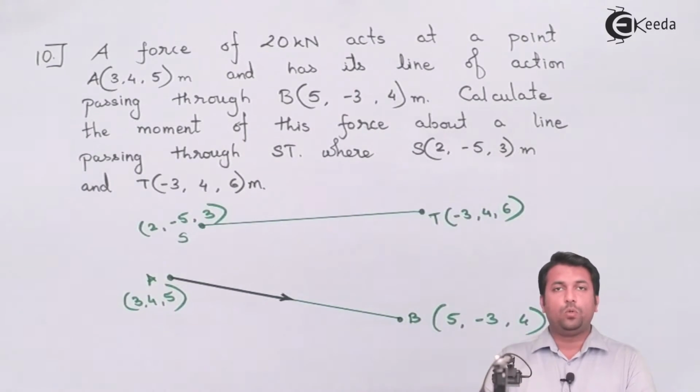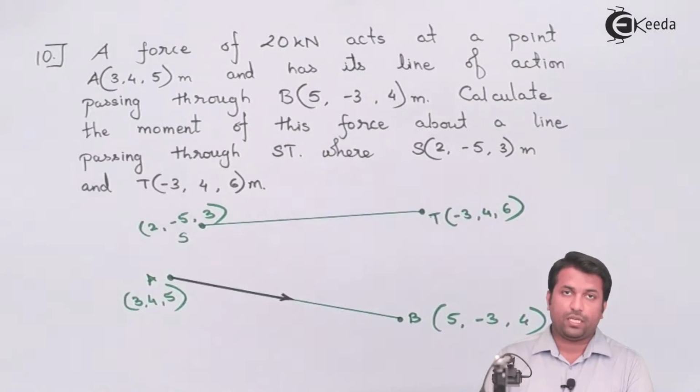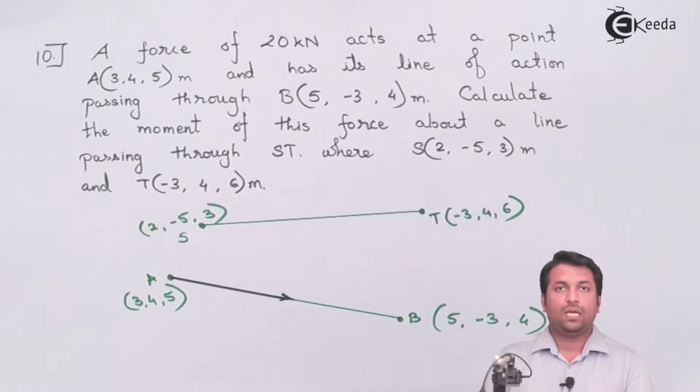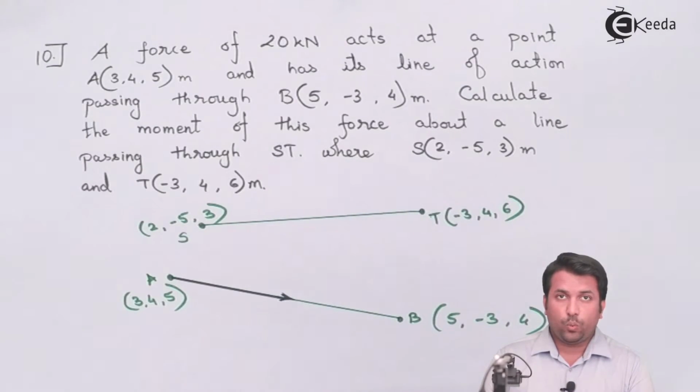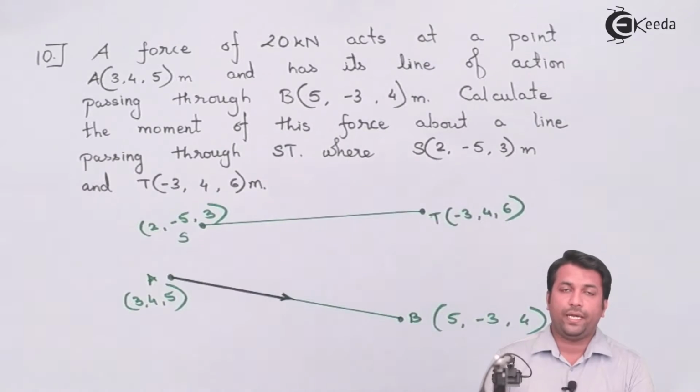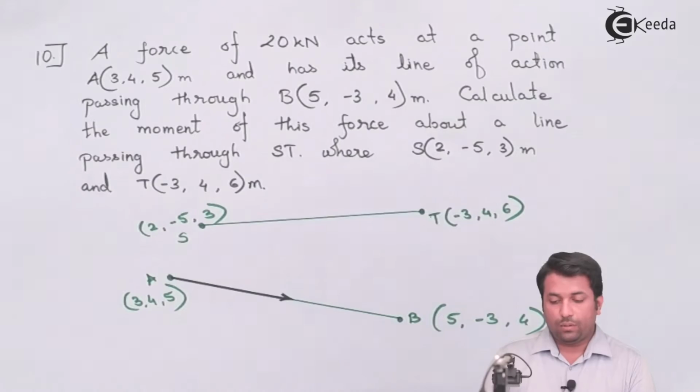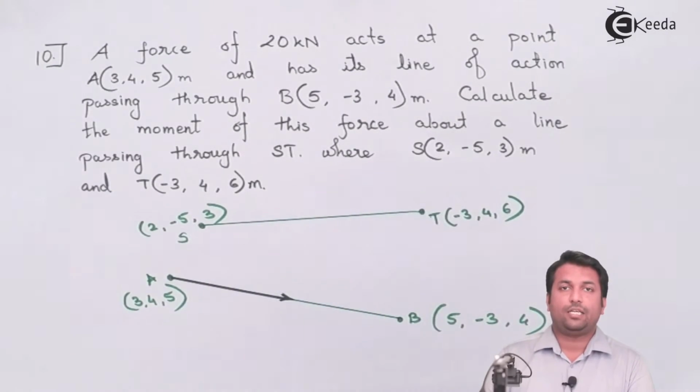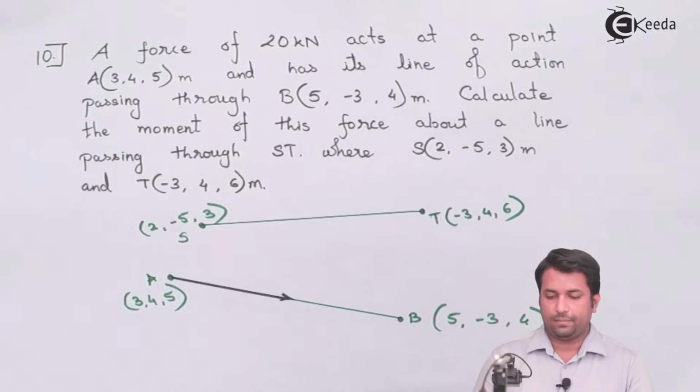So what we need to do in this is first find the force vector. We know the magnitude. We need to find out the unit vector along AB. Then we can find the force vector. Once we get the force vector, we'll find the moment vector with respect to a point on the line about which I want to take the moment. That would be S or T. Once I get that, then I'll take the dot product. We'll see the steps and we'll try to solve this example.